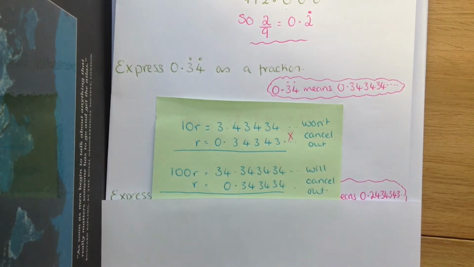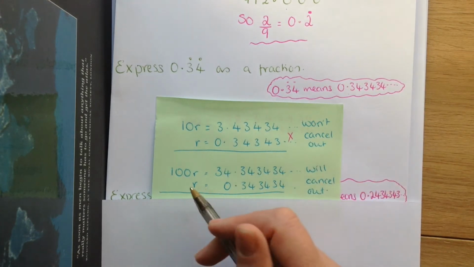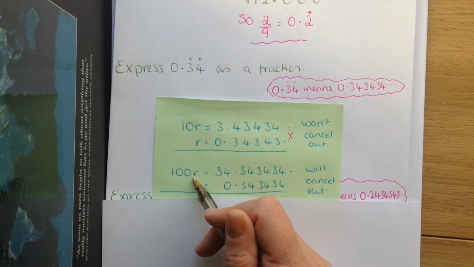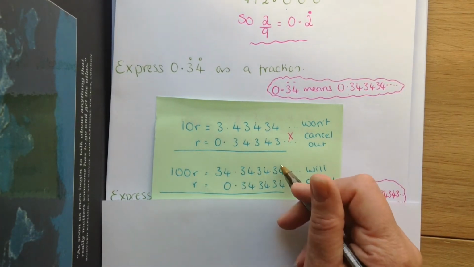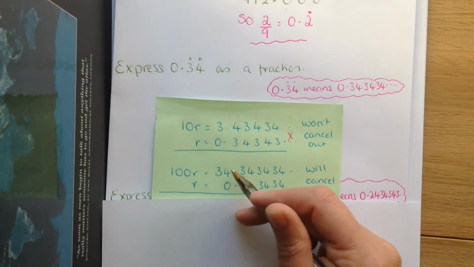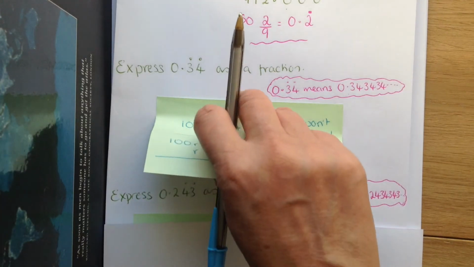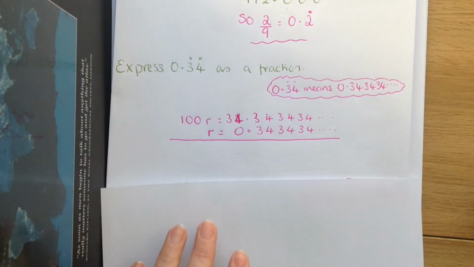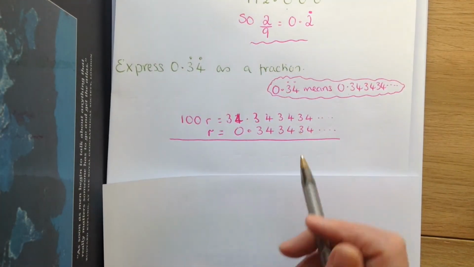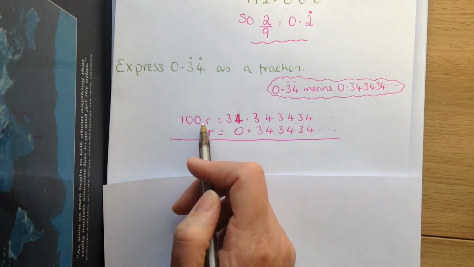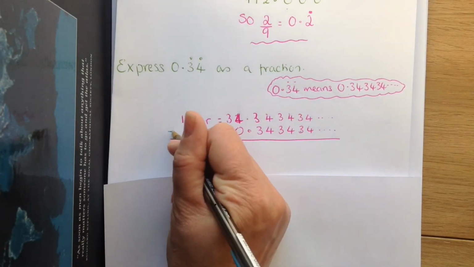This one will work, because here I've times it by 100, so I've done 100R, and now you can see that everything is lined up. So on this one I'm going to have to do 100R. Let's have a look then. Here it is. I've got R, which is my original decimal, and I've got 100R. And I'm going to take them away.